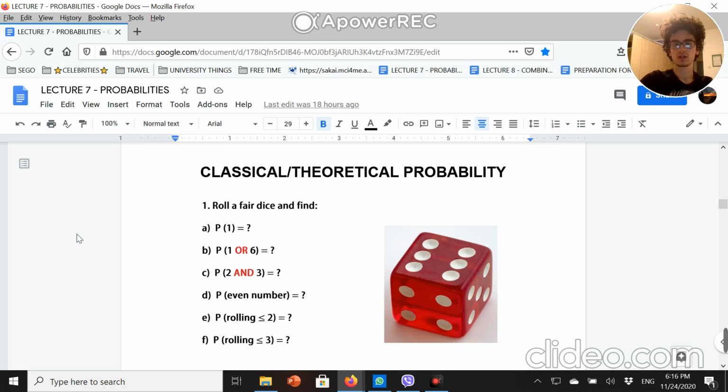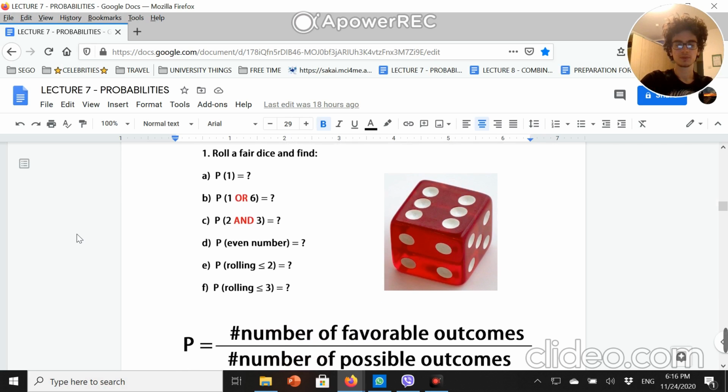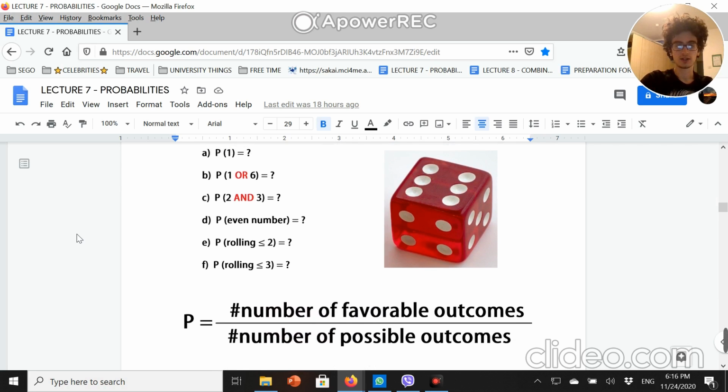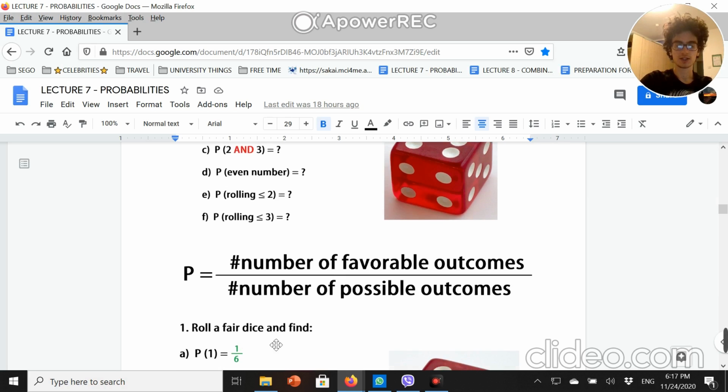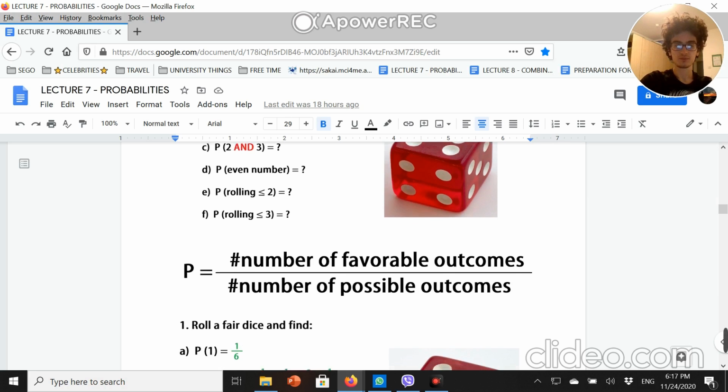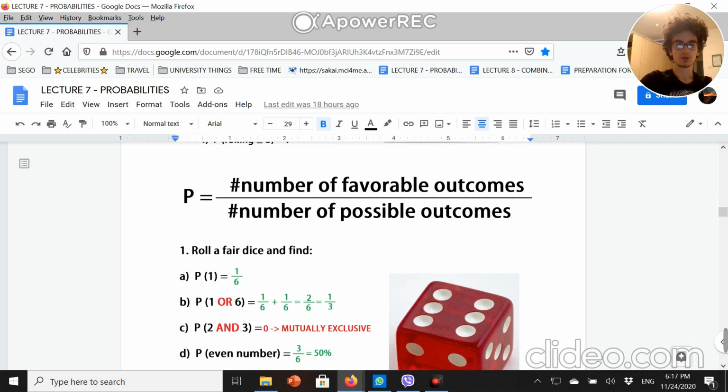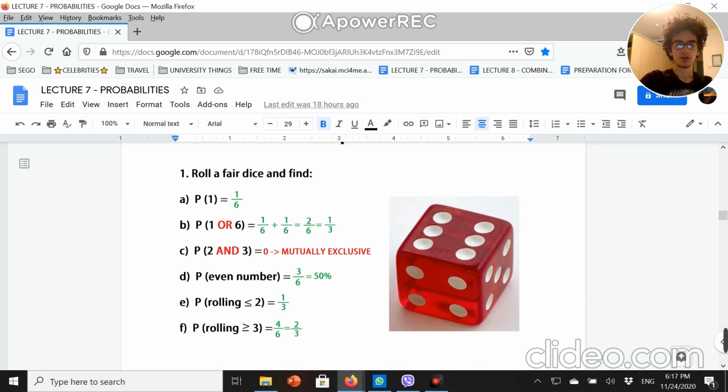We would divide the number of favorable outcomes by the number of possible outcomes. In our case, the number of favorable outcomes will be 1, right? And the number of possible outcomes will be 6, because a dice has 6 sides. So we would write that when we roll a fair dice, we have 1/6 probability to get 1.